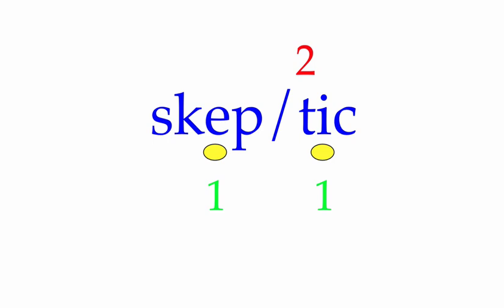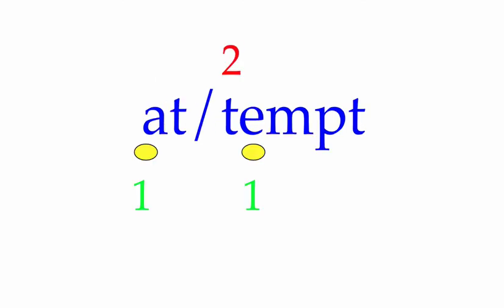Attempt. I will attempt one more time to deliver the package. Attempt. Now for spelling, pronounce the word at, tempt. First syllable is at, 2 sounds. At. Second syllable is tempt. Tempt, 5 sounds. T, E, M, P, T. At, tempt. Mark the word. Attempt.